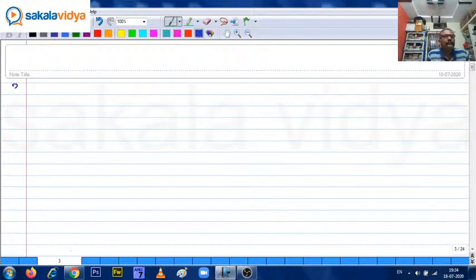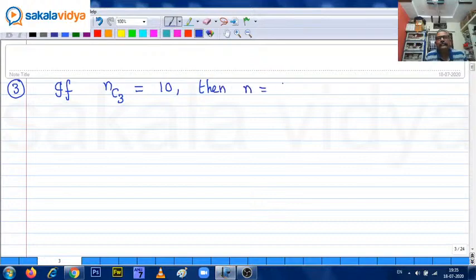Third problem. If NC3 equals 10, then n equals: first option 6, second option 5, third option 4, fourth option 7. This is the question. NC3 equals 10, then we need to find the n value.